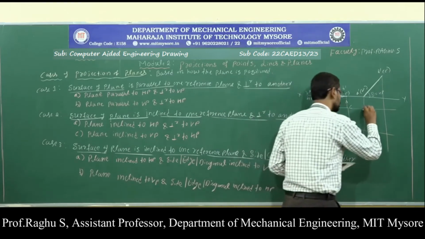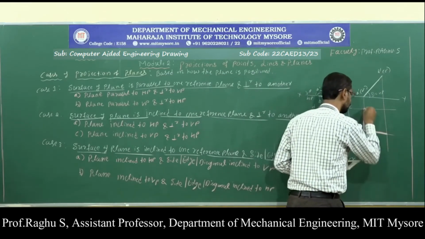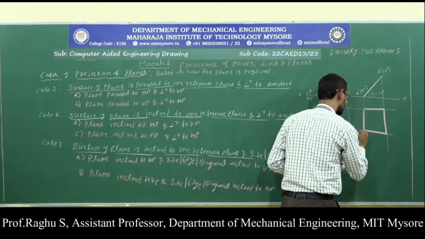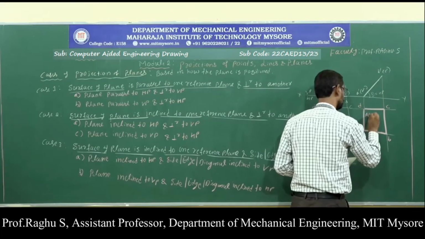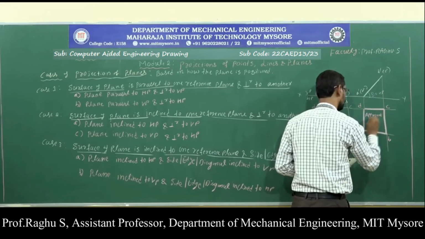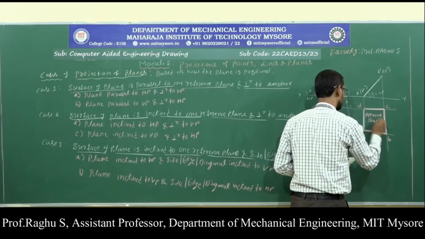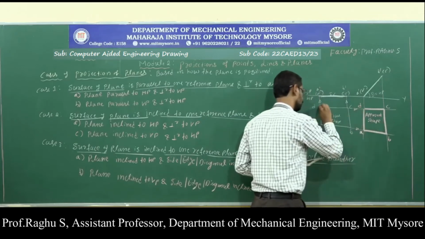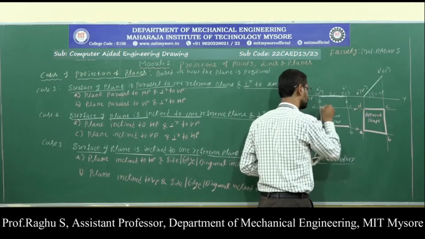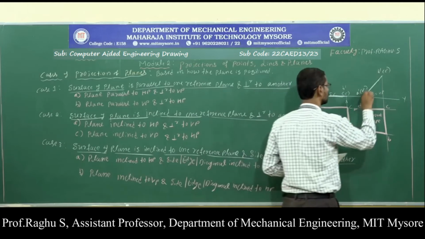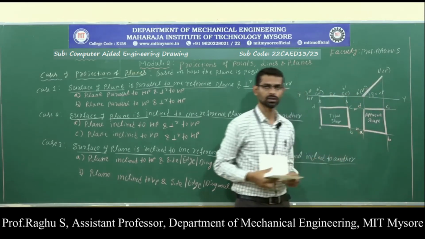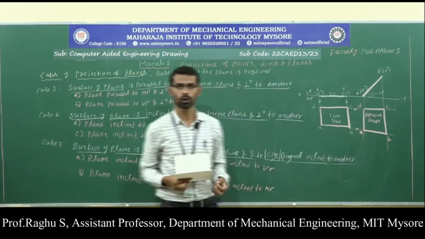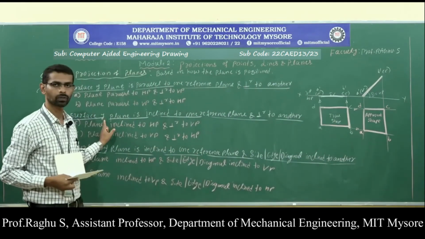So this is the apparent shape in the second position. This is the true shape in the first position. So this is the first stage and this is the second stage. This is the procedure for solving the problem for case 2.